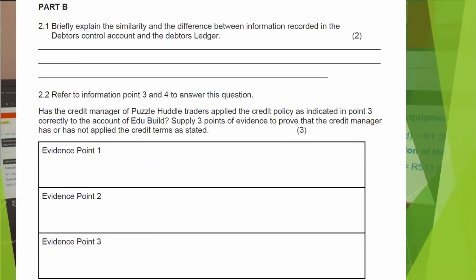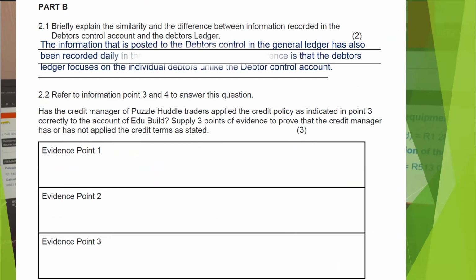Let me see what we have here. So we've got this question here. Briefly explain the similarity and the difference between information recorded in the debtor's control account and the debtor's ledger. So what I said here, guys, is that the similarities are that everything that goes to the debtor's control also goes to the debtor's ledger. It's just that it goes to the debtor's ledger on a daily basis, but it goes to the debtor's control at the end of the month. Now, I said the information that is posted to the debtor's control in the general ledger has also been recorded daily in the debtor's ledger.